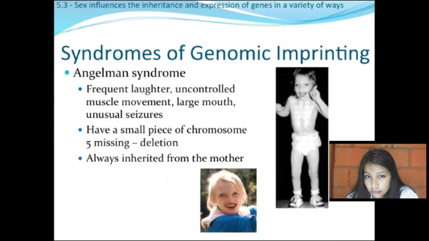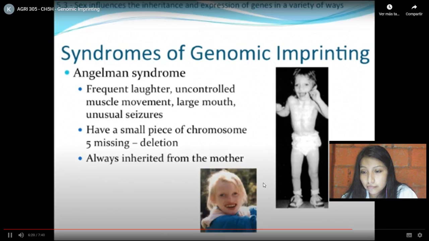A second syndrome is Angelman syndrome, and this one we see usually in girls, but it's seen in boys too. And Angelman syndrome is where the individual has frequent laughter that can't be controlled. So they have infrequent and uncontrolled muscle movement. They tend to have a very large mouth, and they tend to seizure quite often.